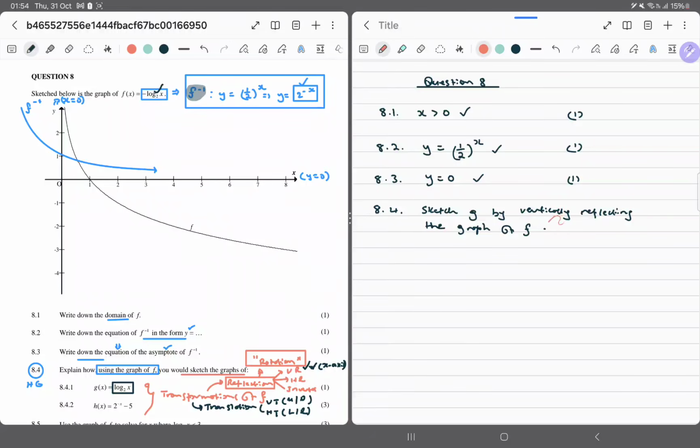Or sometimes you may want to use this one, about the x-axis. So this is your option. You can say we would sketch the graph of g by reflecting, this time you eliminate the word vertically. You'll just say by reflecting the graph of f about the x-axis. Or you can simply say we would sketch g by reflecting the graph of f. Easy, right? So please guys, do not flinch here. It's easy stuff.